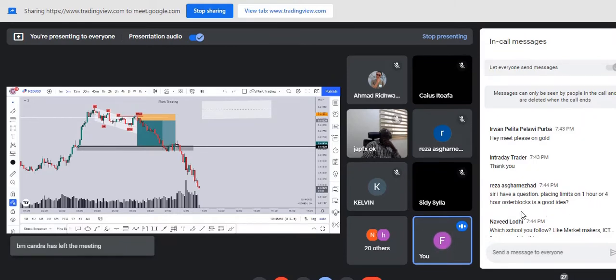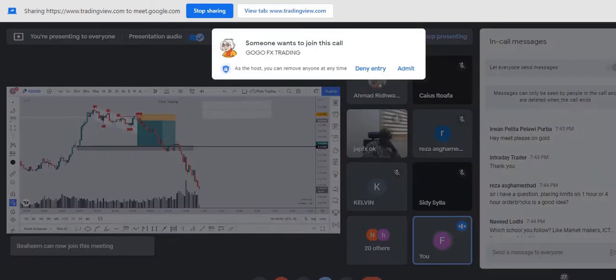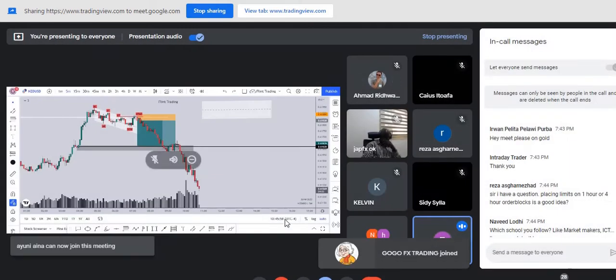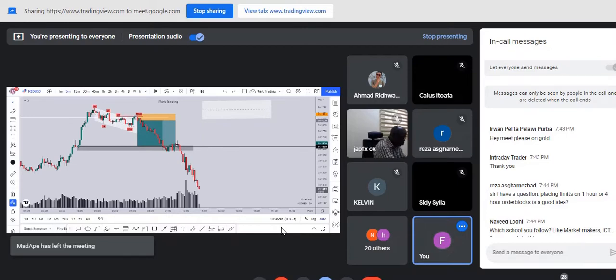Is placing limits on 4 hour a good idea? Reza, for me, I really don't consider that as a good thing. I will again go to the same point: if you think you have backtested that and the results are good, if you have a strategy like just placing the buy limits or sell limits on 4 hour or 1 hour, if you go over the past data using the replay toolbar option on TradingView or StopForex on MT4, and if you think that the results are good, then you can definitely go with that.